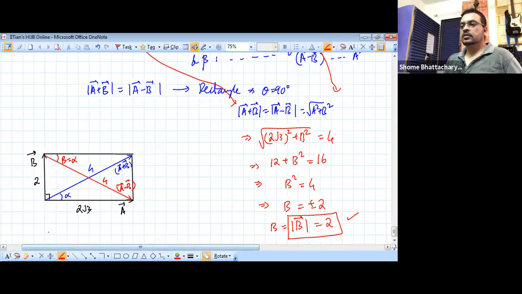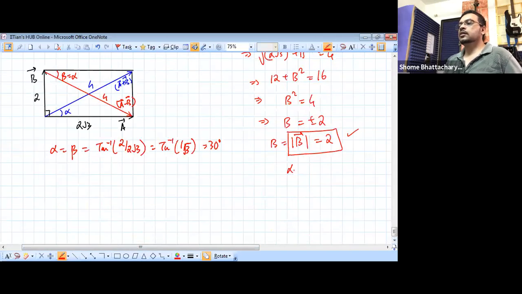So you can see that alpha will be equal to beta, will be equal to tan inverse of this side by this side, that is 2 upon 2 root 3, or tan inverse of 1 by root 3. That is 30 degrees. So alpha is equal to beta equal to 30 degrees. Of course, theta was 90 degrees.